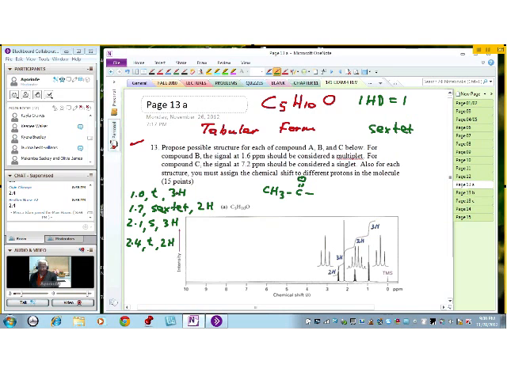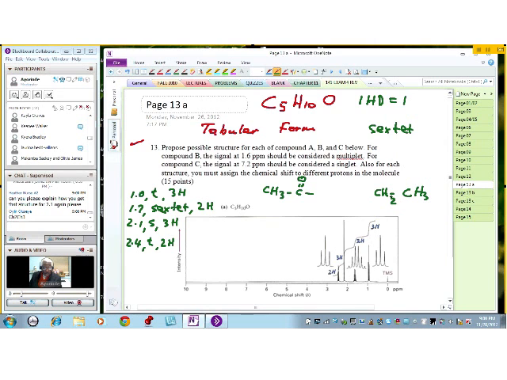Now what do we have here? We have a triplet, 3 hydrogen. So what does that tell me? It means that we have a methyl group somewhere here, I will write that here, attached to a CH2. That is why it is a triplet.